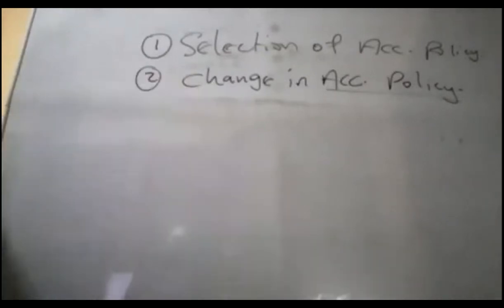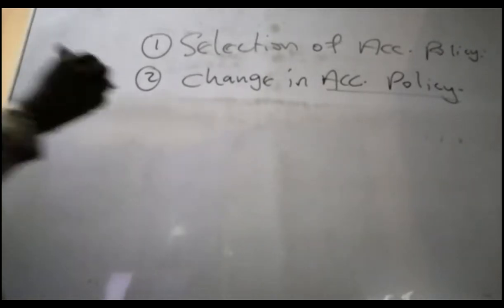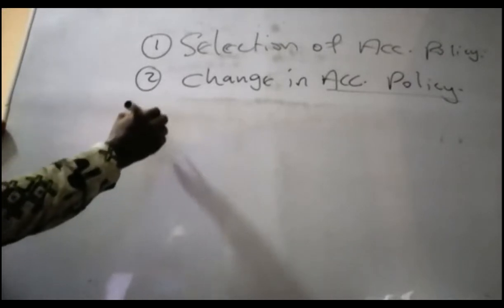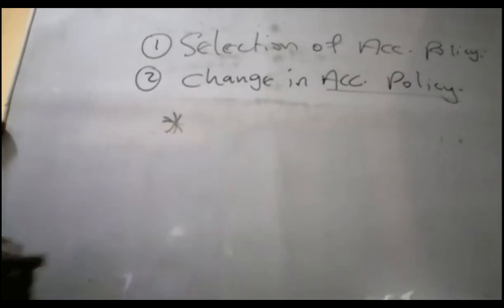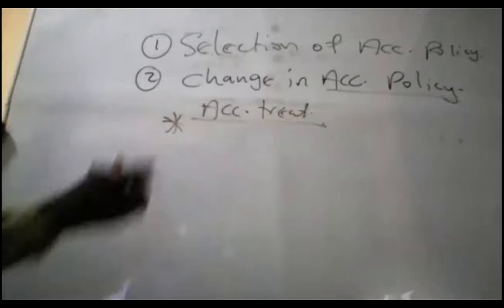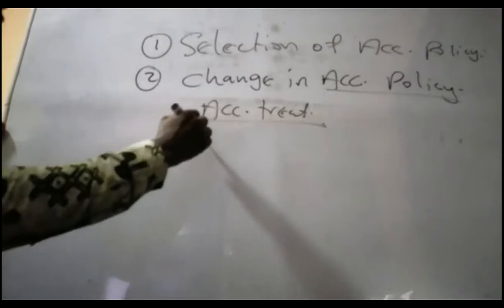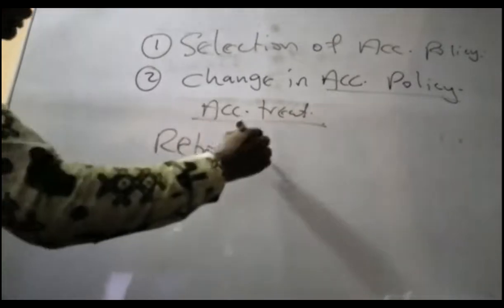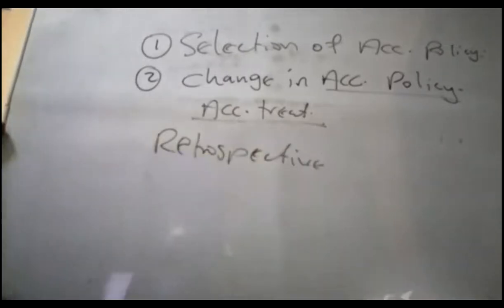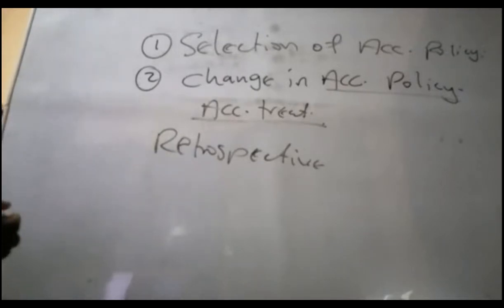What is the accounting treatment of a change in accounting policy? The treatment is this: we apply the new policy as if it has always been there. So the change must be applied retrospectively, which means retrospective application.